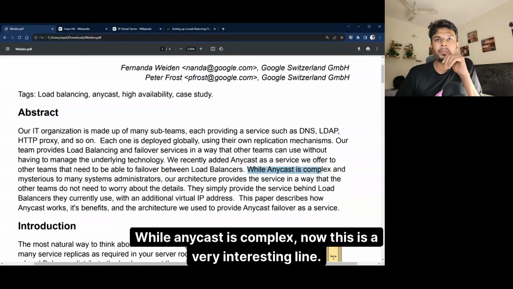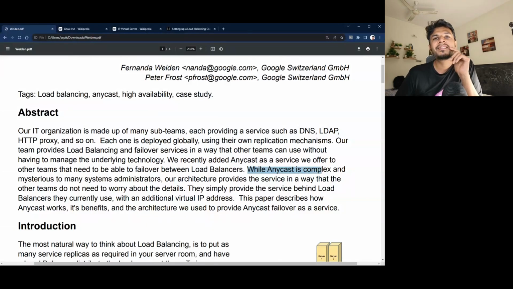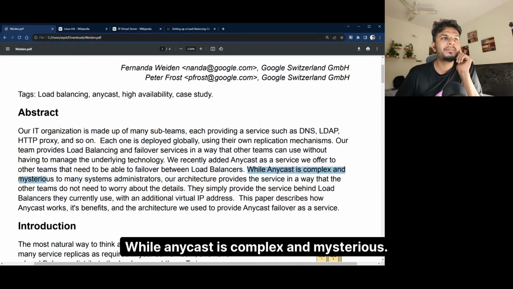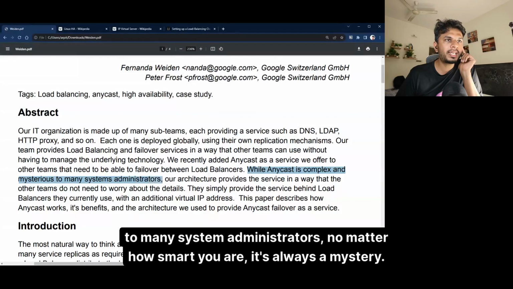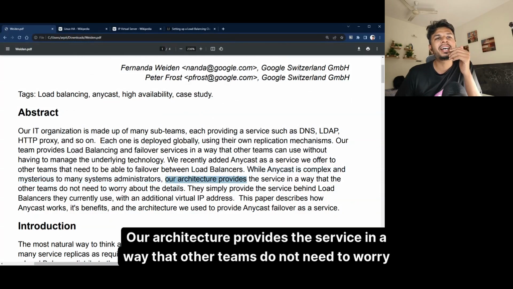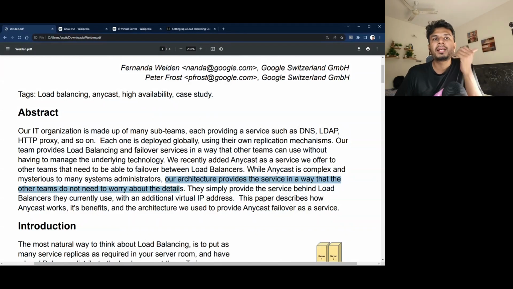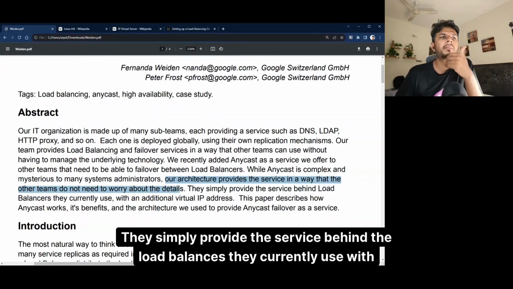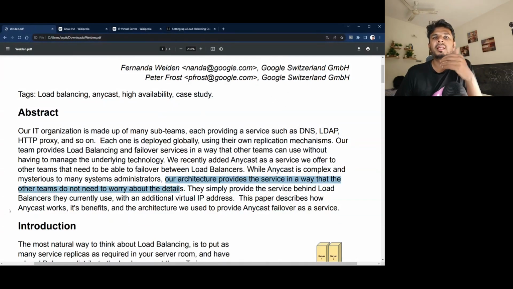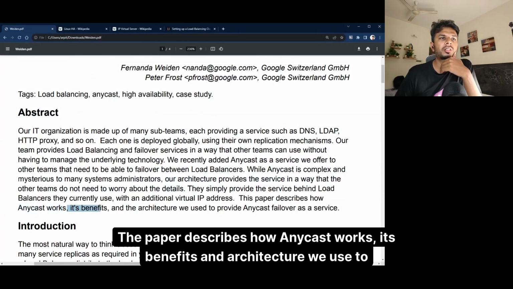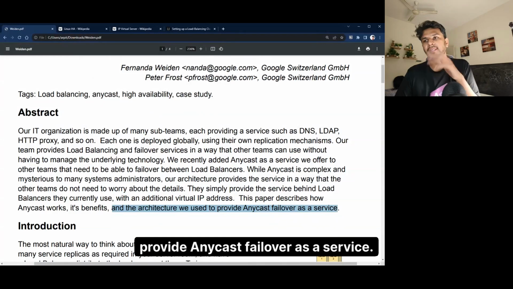While Anycast is complex, now this is a very interesting line. While Anycast is complex and mysterious to many system administrators, no matter how smart you are, it's always a mystery. Our architecture provides the service in a way that other teams do not need to worry about other details. They simply provide the service behind the load balancers they currently use with additional virtual IP addresses. Right? The paper describes how Anycast works, its benefits, and the architecture we use to provide Anycast failover as a service.